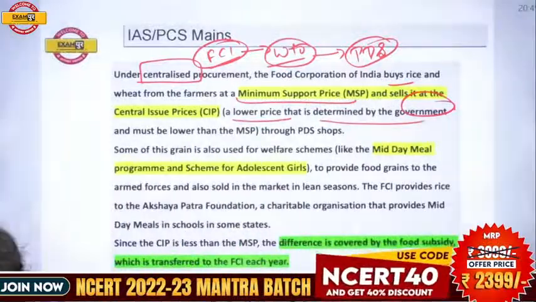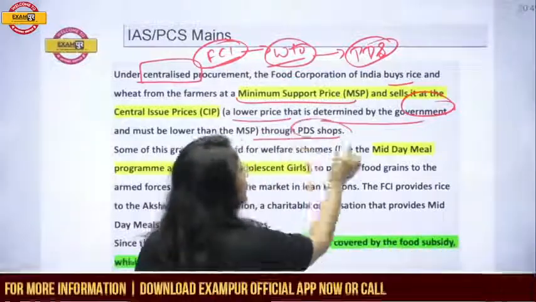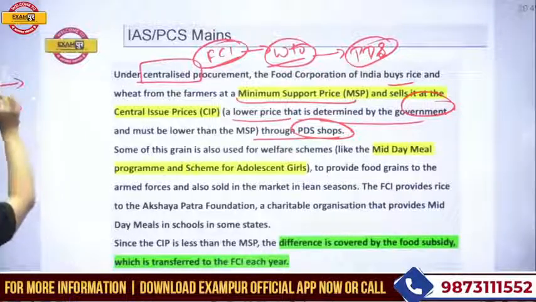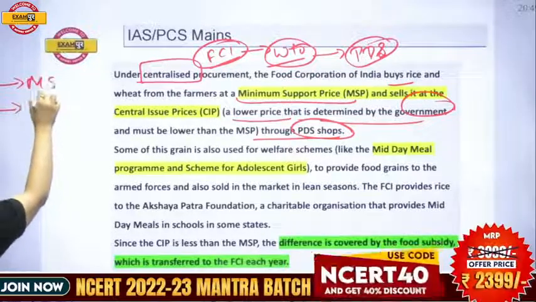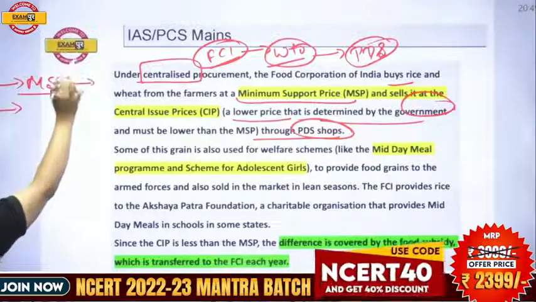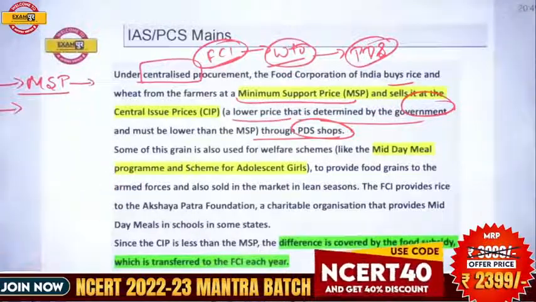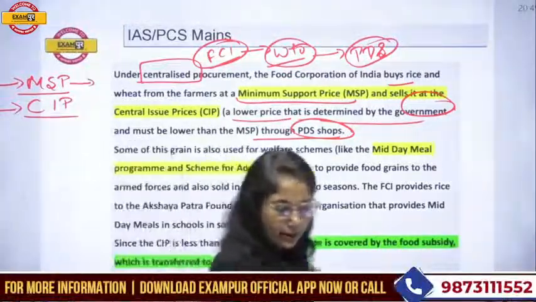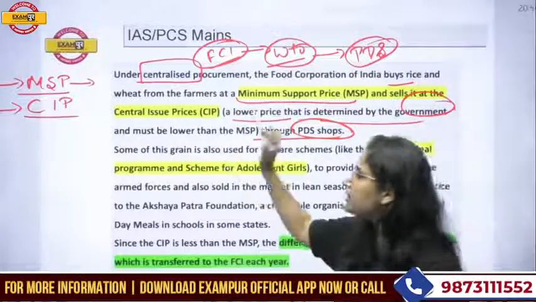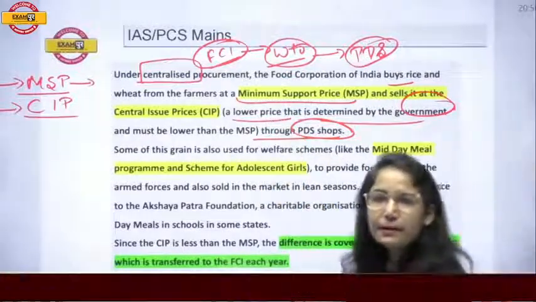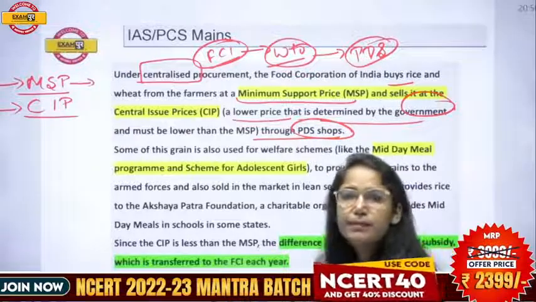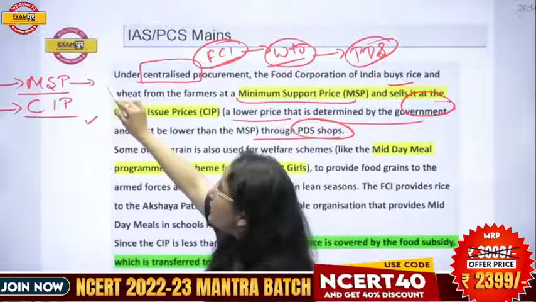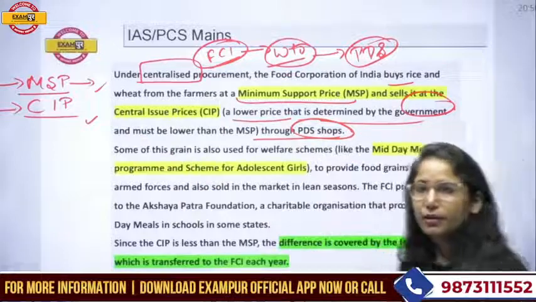Okay? Is it done so far? Through the PDS shops, CIP, central issue. These are the matter of centralized procurement and issue. MSP we are talking about. These are the prices for the farmers, and this is the CIP, central issue price. These are lower prices, which are available below the MSP. Below the MSP, we are talking about the PDS shops. This is with reference to the PDS shop. This is with reference to MSP. Okay.